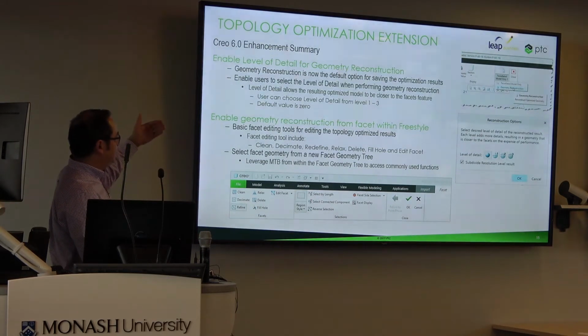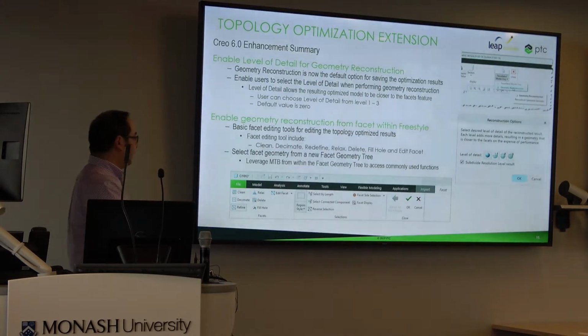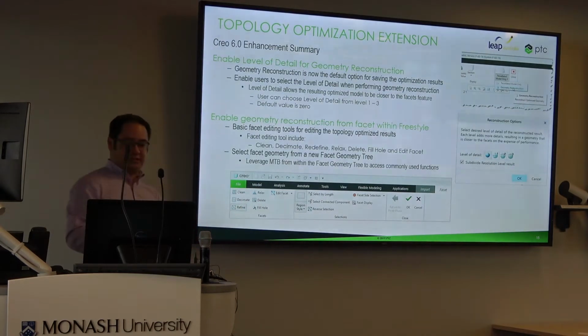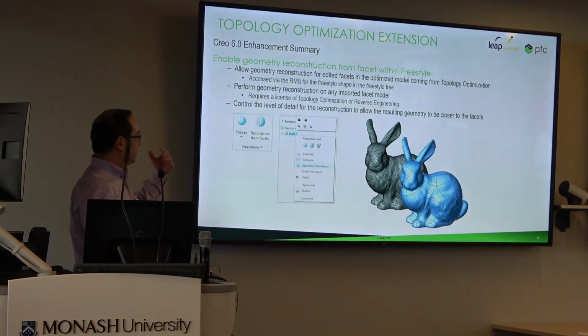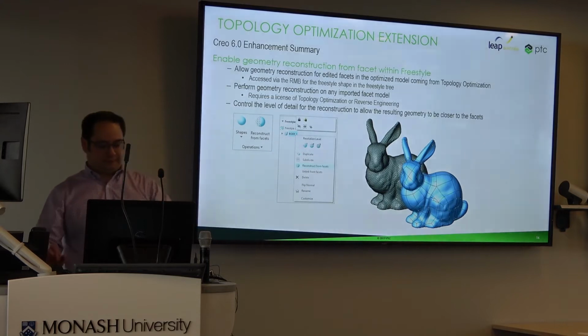So the ability now to control the level of detail to better match that topology mesh that gets built. Some new options for editing and cleaning up those facets as well, smoothing them out if you need to. And also the ability to reconstruct from facets further down the track rather than having to do it at that point in time.